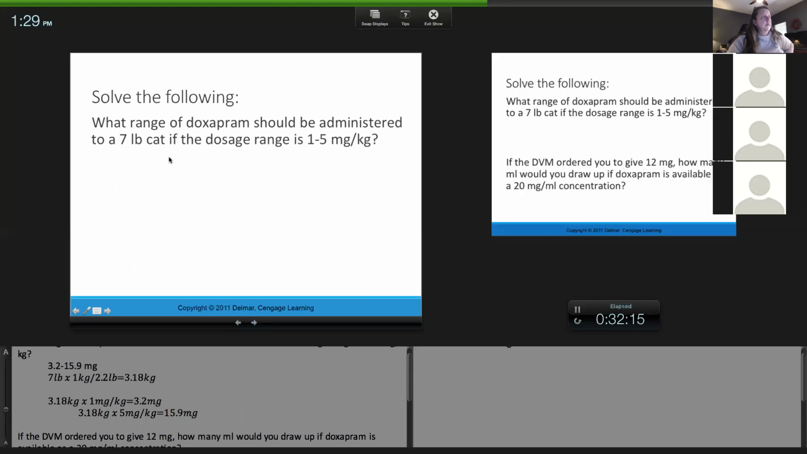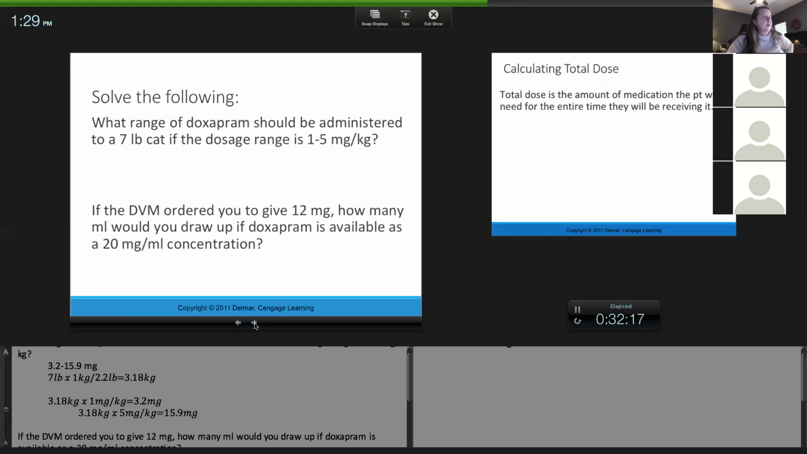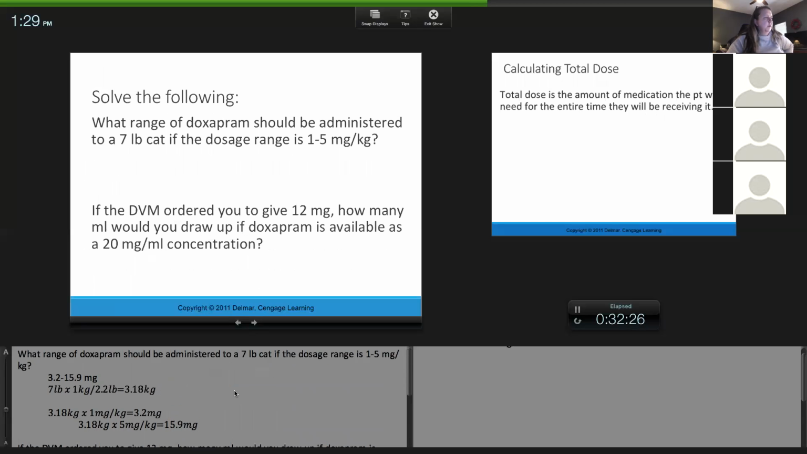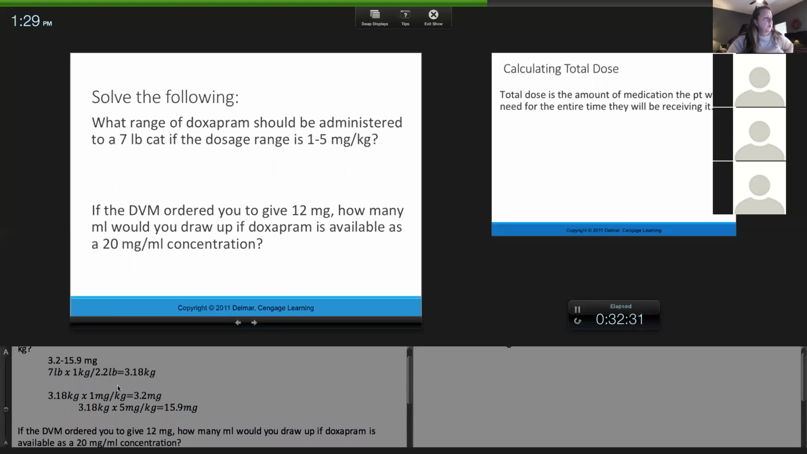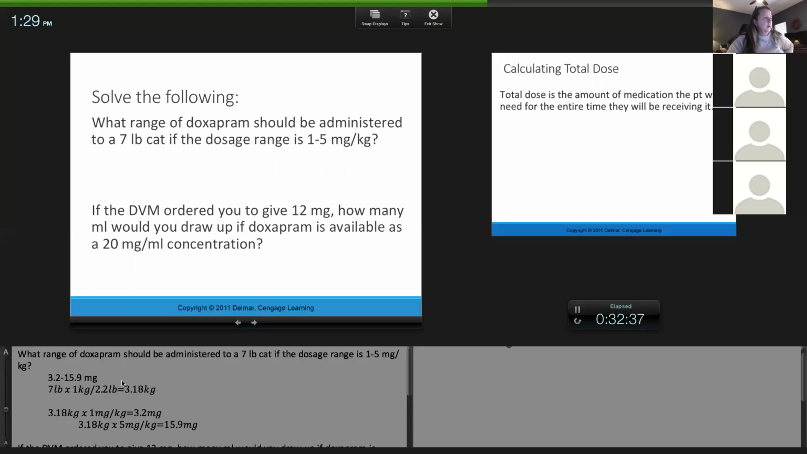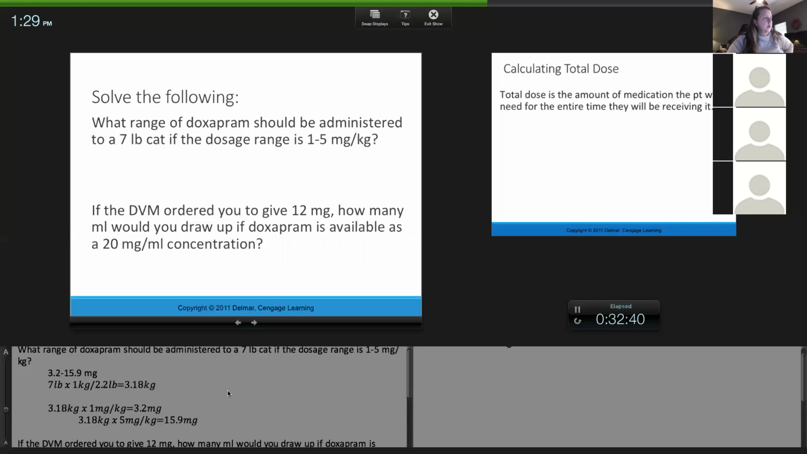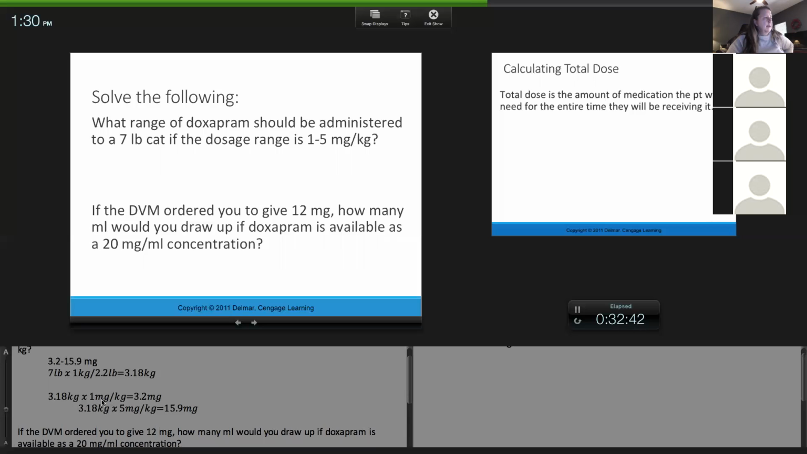Doxapram, 7-pound cat, dose is 1 to 5 mg per kg. DVM ordered you to draw it up. It's a 20 mg per mil concentration. Okay, the first thing they do on this problem below here is 7 divided by 2.2, 3.18 kilograms. 3.18 times 1, now that would be 3.18 milligrams.